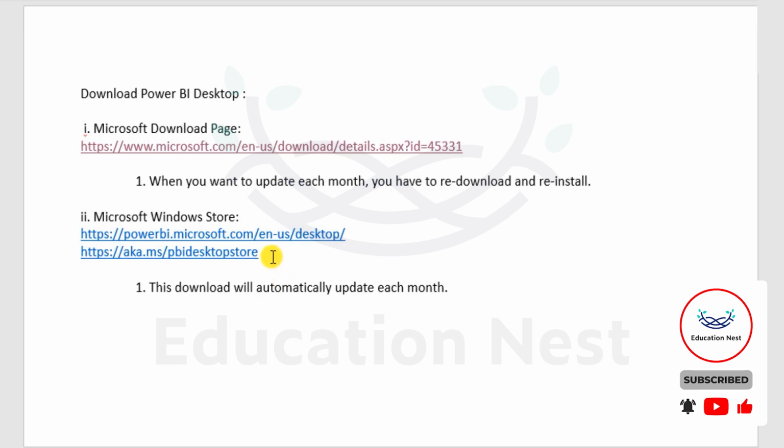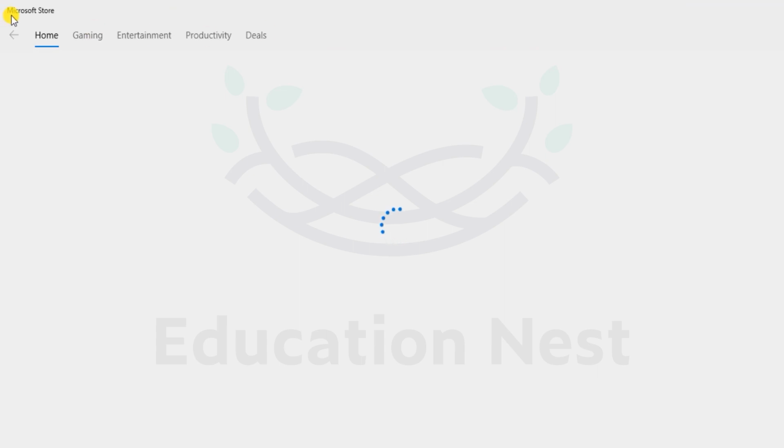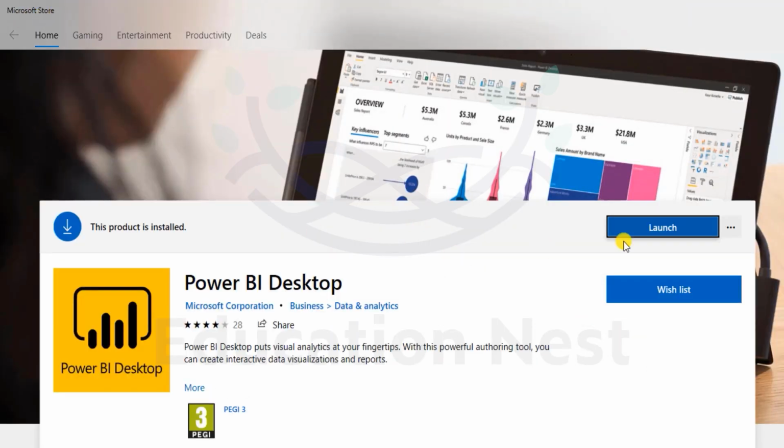The other option is the Microsoft Windows Store. There are two links available. I'll select the last one. If you are using Windows 365, then use this link. When you insert it, it will open the Microsoft Store. Here you can use the link, and because I have already downloaded Power BI, it's showing the launch button. If it's not installed, then it will show the install option.